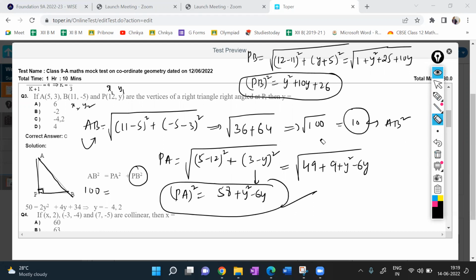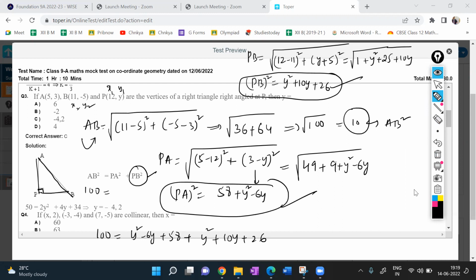Now let me erase and create some space here, or else let me write here itself. So AB square is what? AB square was 100, equal to PA square, which was y square minus 6y plus 58, plus PB square. What was the PB square? Look at this here: y square plus 10y plus 26.